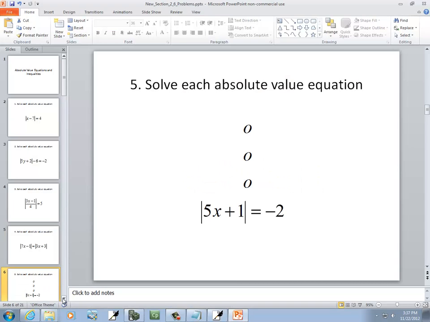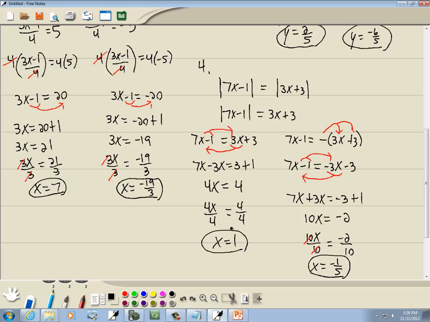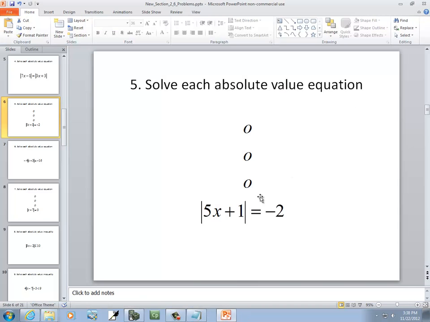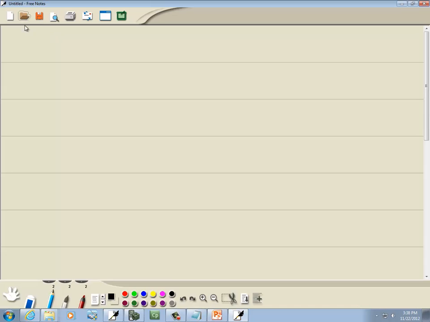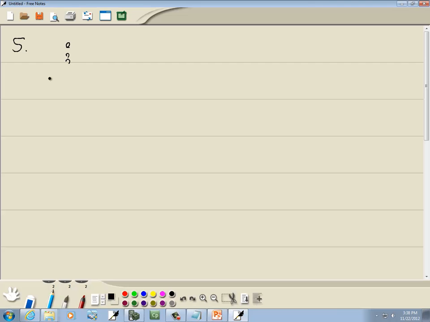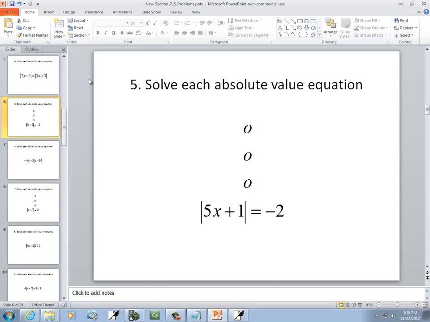Now this next one is another oddball case. Let me start a new page here. Okay, number 5. We work the problem down. We get the absolute value of 5x plus 1 is equal to negative 2.